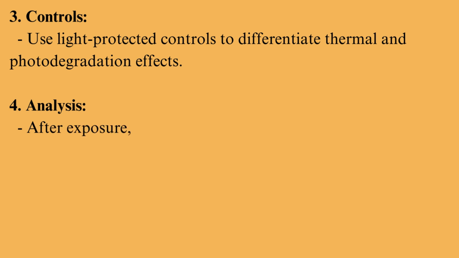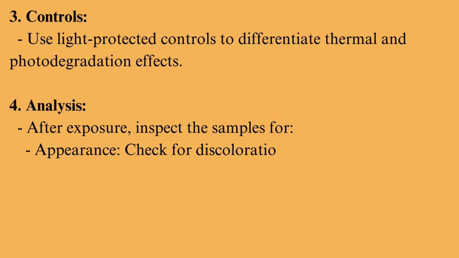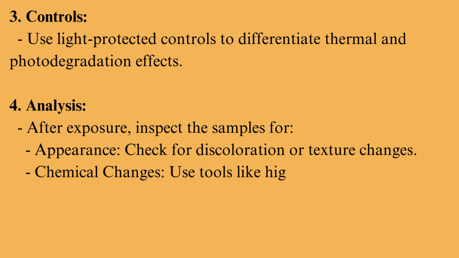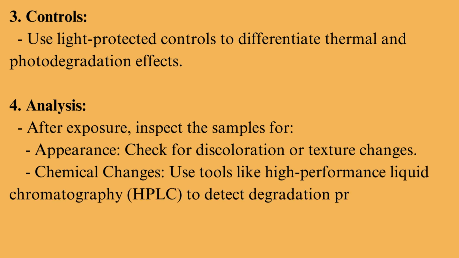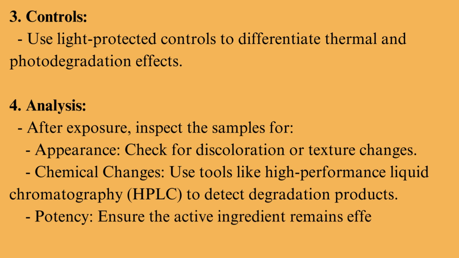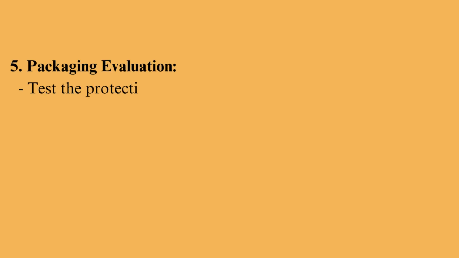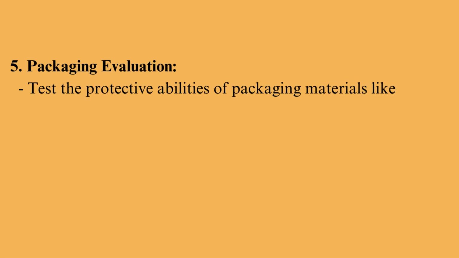Analysis. After exposure, inspect the samples for appearance. Check for discoloration or texture changes. Chemical changes. Use tools like high-performance liquid chromatography, HPLC, to detect degradation products. Potency. Ensure the active ingredient remains effective. Packaging evaluation. Test the protective abilities of packaging materials like amber glass or opaque containers.